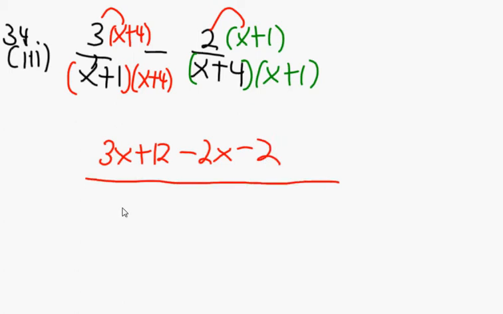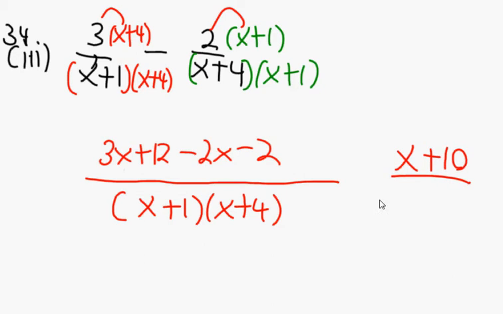What happens to the bottom? It joins together to make one of them. Some of you multiply it out. It's not necessary to multiply it out, but you can if you want. And then finish this question off. 3x minus 2x. Anybody? 3x minus 2x? And then plus 10 all over x plus 1 by x plus 4.